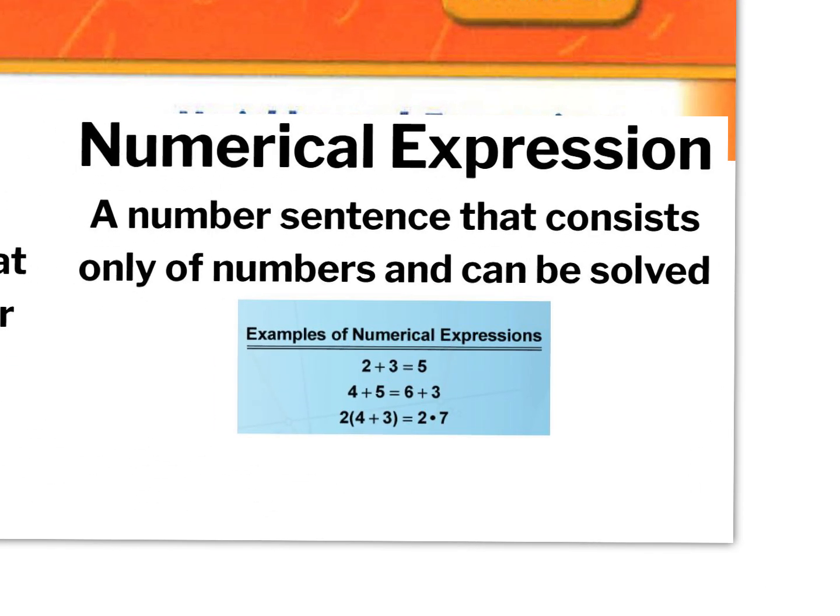And a numerical expression is a number sentence that consists of only numbers and can be solved. So here we have 2 plus 3 equals 5. Well, they're all numbers and you can solve it. 4 plus 5 equals 6 plus 3. 4 plus 5 is 9. 6 plus 3 is 9, so 9 equals 9. Okay, so you can see that all of those can be solved.